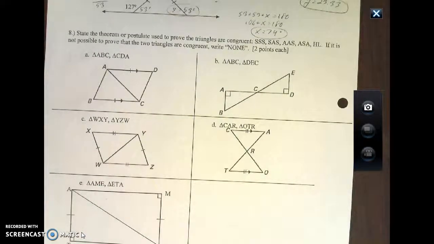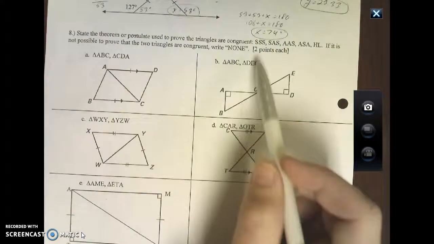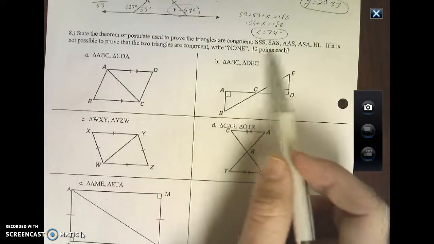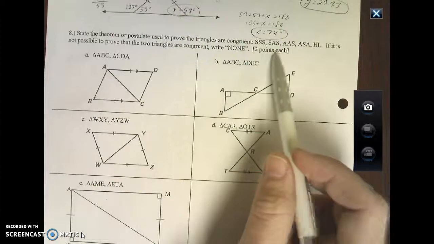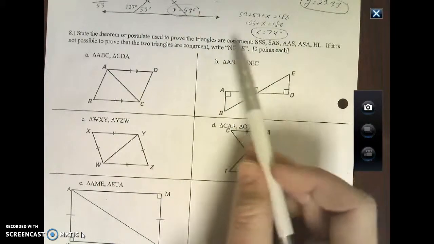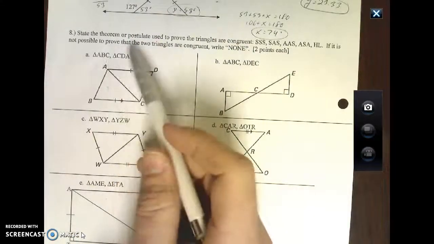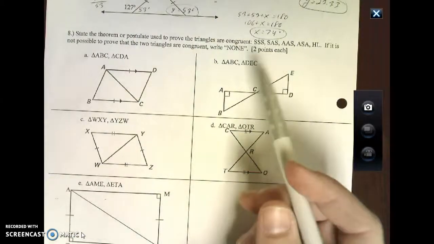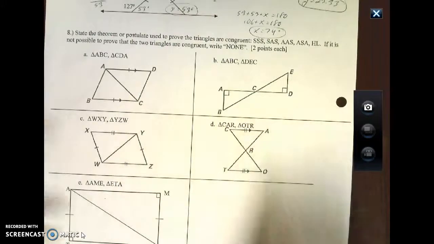Alright, the last and final part here. These are all 5 of the theorems that we learned in class. And as I mentioned to you guys, we're going to give you a little word bank here: SSS, SAS, AAS, ASA, HL. If it's not possible to prove triangles congruent, write none. You can write not enough info like we talked about in class, but here we go.